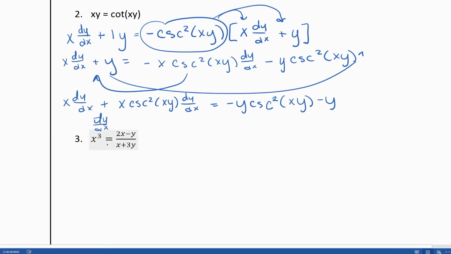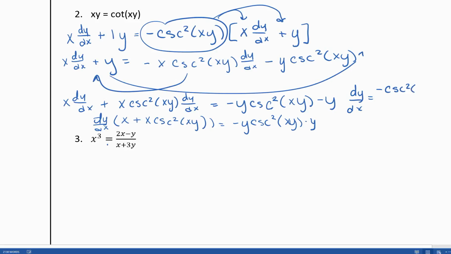So we'll have dy/dx times x plus x cosecant squared of xy equals this stuff. And then we're going to divide both sides by that term. So our final answer will be dy/dx equals negative y cosecant squared of xy minus y, all over x plus x cosecant squared of xy.